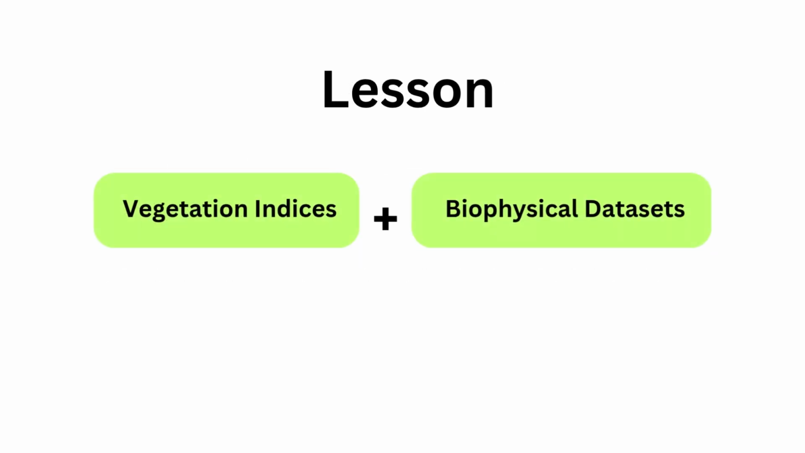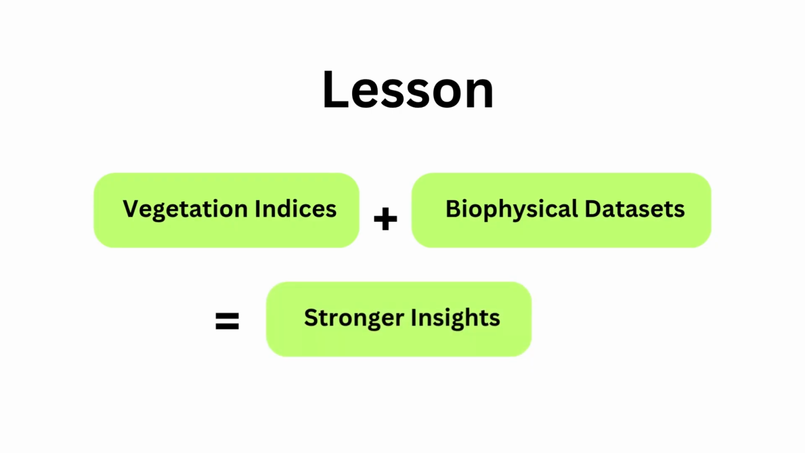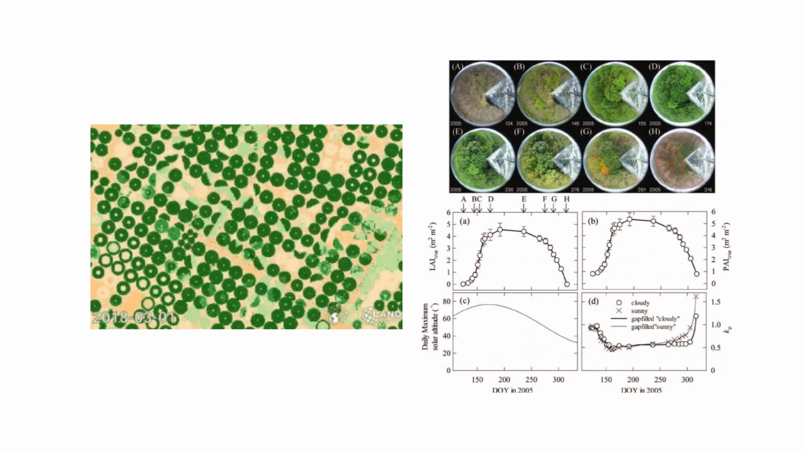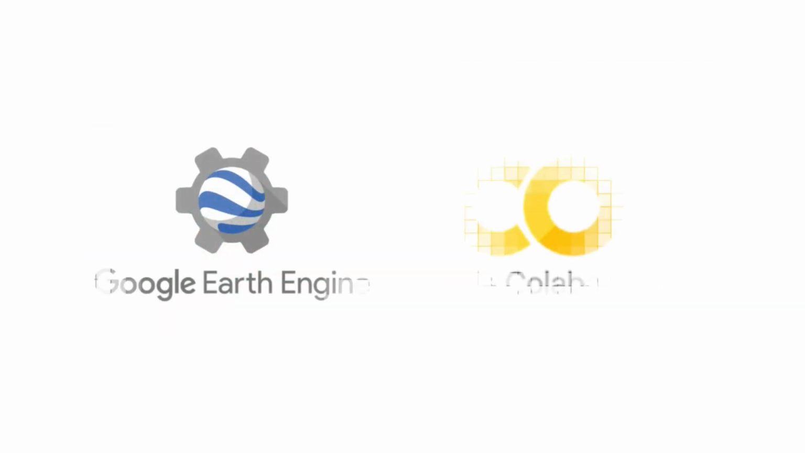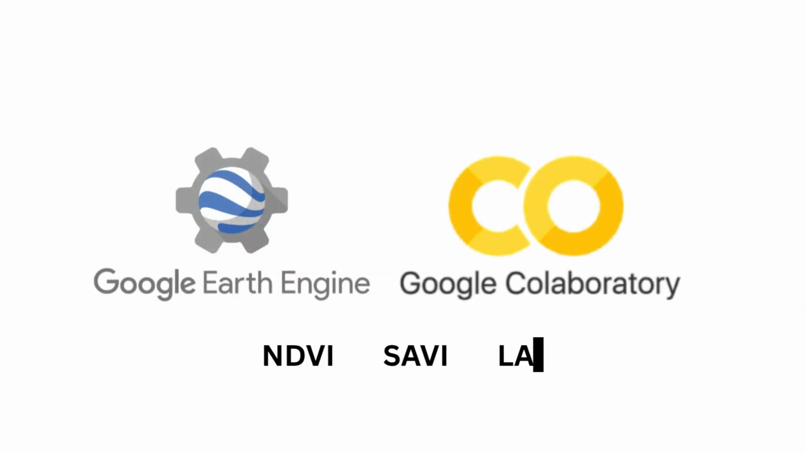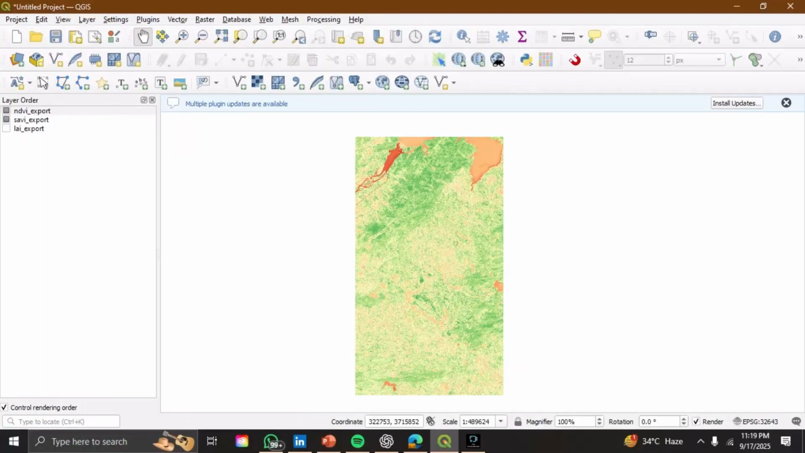Hence, combining vegetation indices with biophysical datasets gives us both a snapshot and a measurement. Indices tell us where vegetation is thriving, while LAI quantifies the biomass present. So that's how we used Google Earth Engine and Colab to calculate NDVI, SAVI, and LAI. Now let's get into the tutorial.